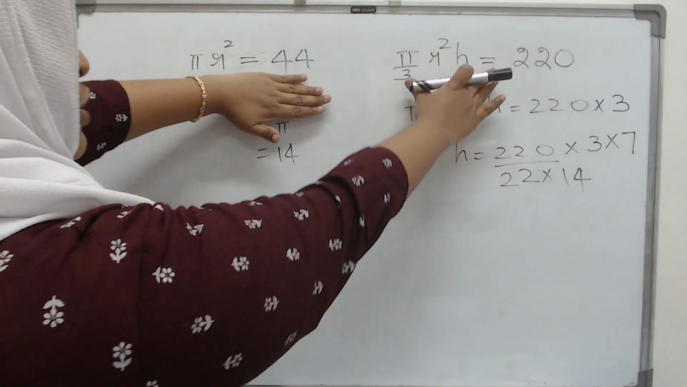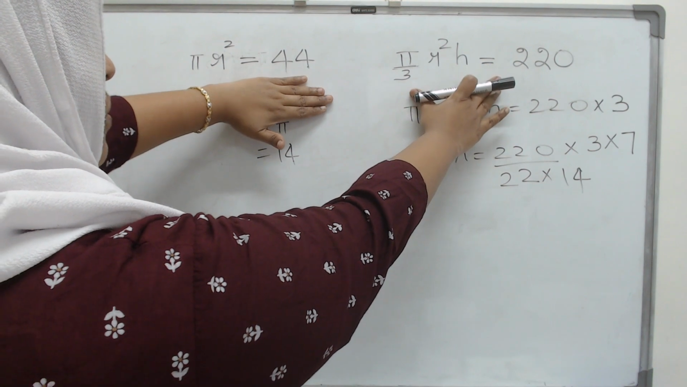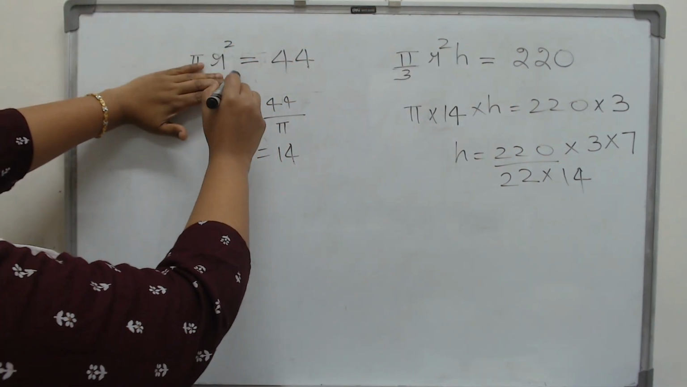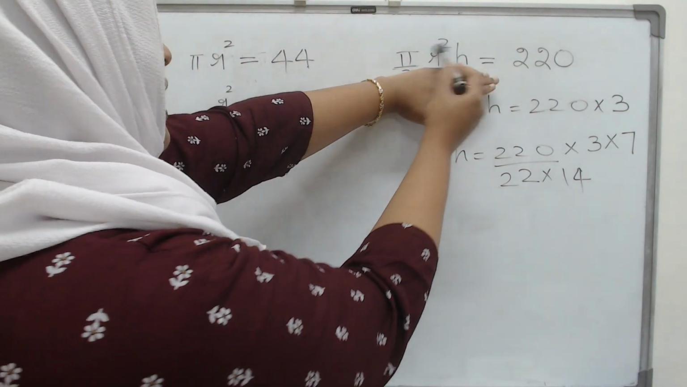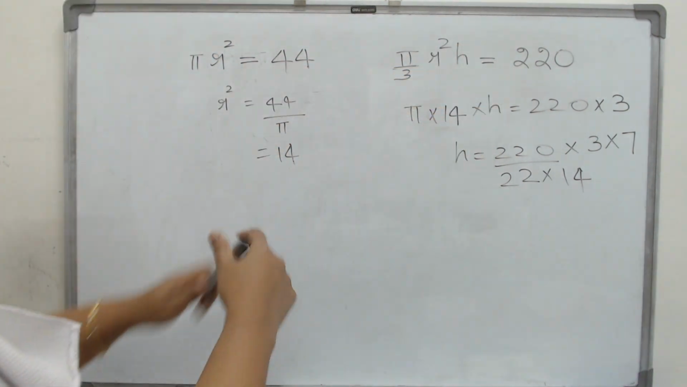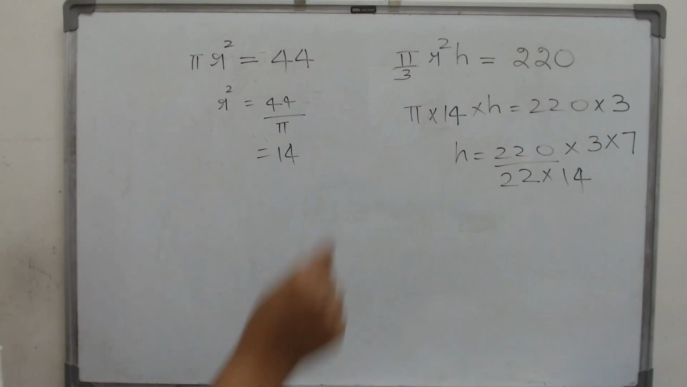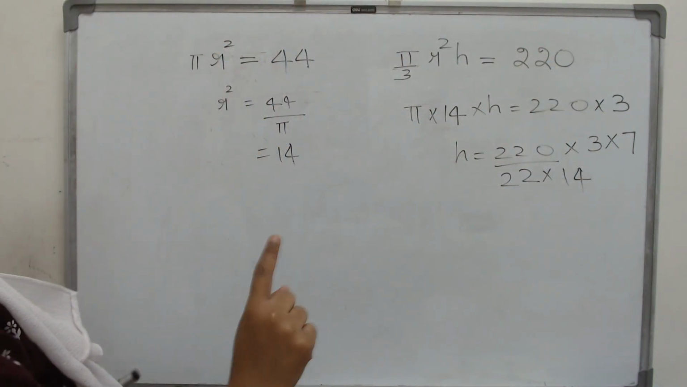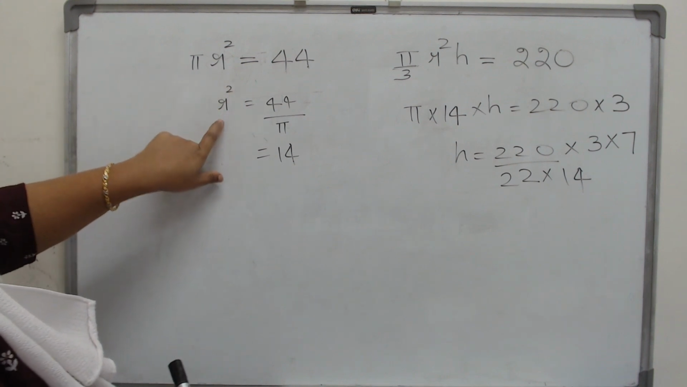This is our usual method. We start with two equations. Now what do you notice about these two equations? Here there is only one unknown, which is r. Here there are two unknowns, r and h. So you cannot deal with two unknowns in one equation. So you start with the one which has just one unknown quantity, which is your r.